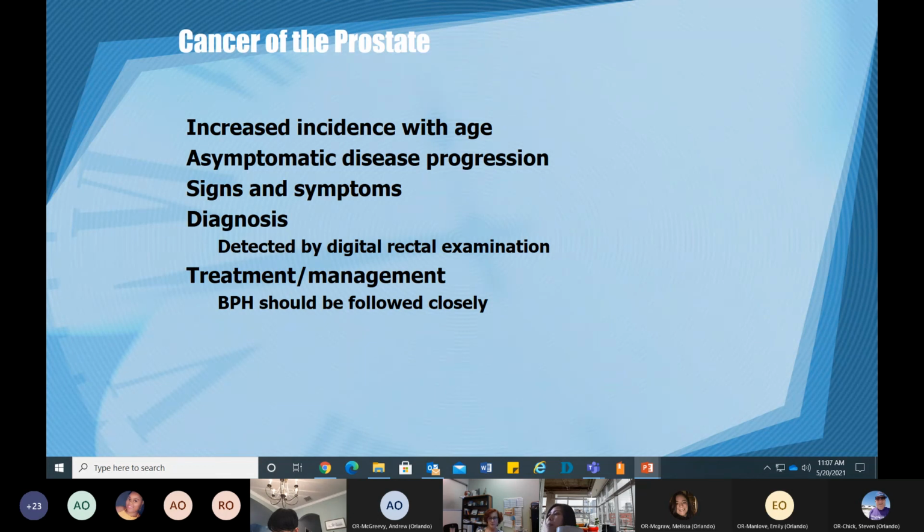For someone who has prostatic hypertrophy, generally they should be examined about every 6 months to make sure that a malignancy has not developed, because we know that with increased prostate size, there is an increased risk of cancer. So about every 6 months, they need to be getting checked for cancer of the prostate.